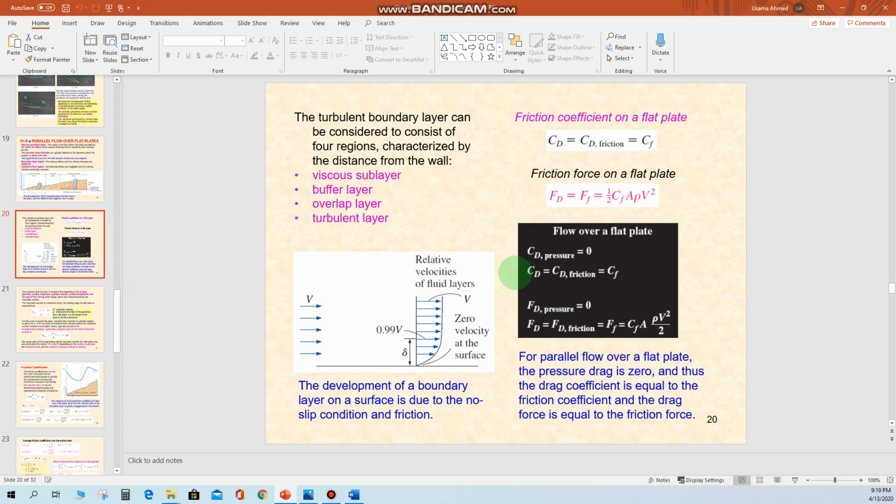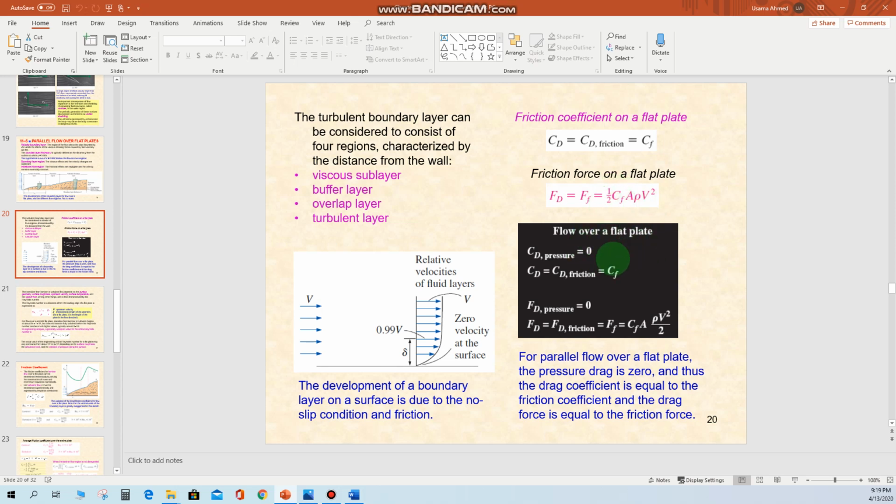There should be no value for the drag force due to the pressure forces. Okay, so only the drag coefficient due to the friction forces will be considered in this example, that is represented by CF, and the drag force will be only a function of the drag coefficient due to the friction forces. Okay, and the rest of the equation is the same.